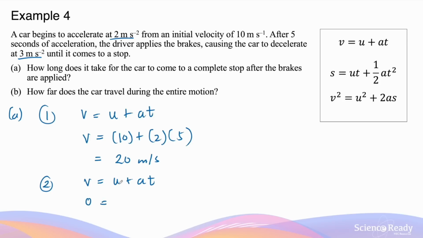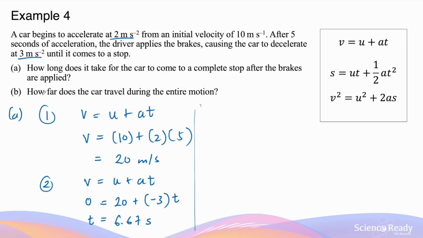The value of U, the initial speed, is the same value as the final speed of the first interval. So this will be 20 meters per second. And A is minus 3 meters per second squared because the car is decelerating. And time is what we're trying to calculate. T is equal to 6.67 seconds. So the car takes approximately 6.67 seconds to come to a complete stop.